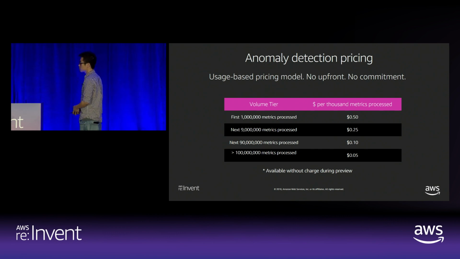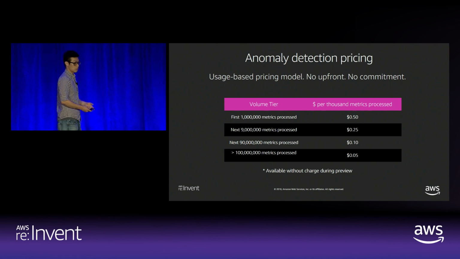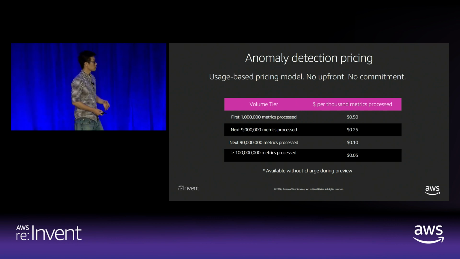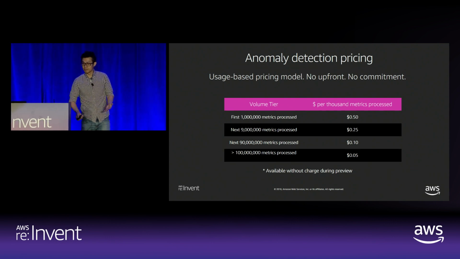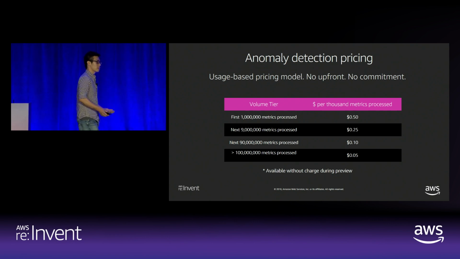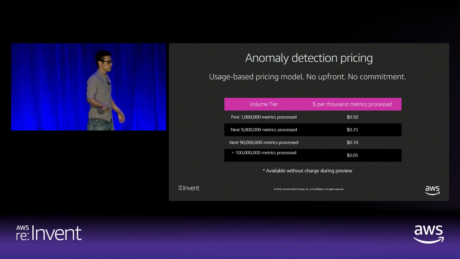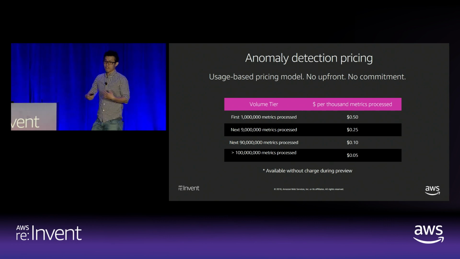It is a usage-based pricing model, so there is no upfront cost that you need to commit to, no long-term commitment, and it is priced based on the dollars per 1,000 metrics processed. So let me give you an example. If you are selling products, you have, let's say, 50 products that you sell, right? And you sell them in 10 different countries. And let's just say that you sell all the products in all of those countries. Then 50 times 10 would be 500. So you have 500 metrics.